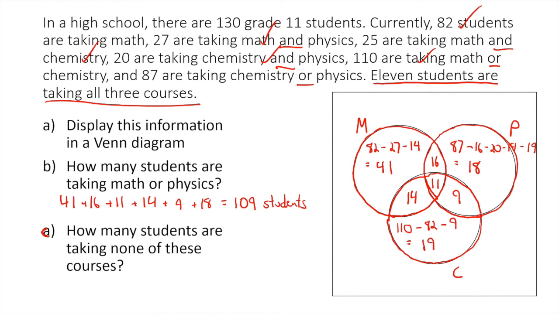So the last one asks us now, how many students are taking none of these courses? Well, there was still one piece of information that we didn't use, which is the fact that there is 130 grade 11 students. We now know how many students are taking at least one of the courses. So what we can do is we can take the 130 and we could subtract all of these values that we figured out inside the circle. So if we do this, what we end up with is the answer of 2. And so what that means is outside of the circles, but inside the square, we have to label that value of 2 because that's the number of students that didn't take any of these science courses.